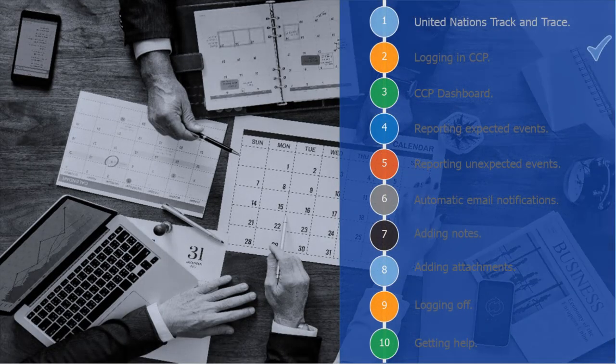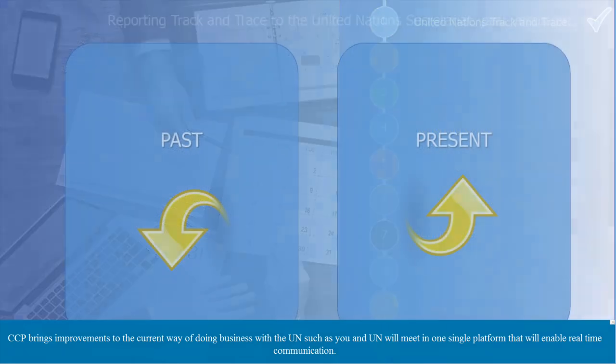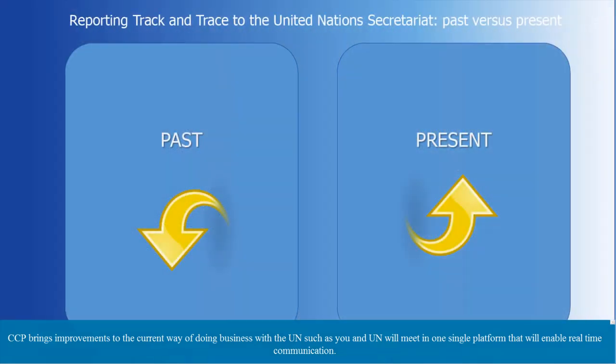Let's see the new tool for track and trace. CCP brings improvements to the current way of doing business with the UN, such as you and UN will meet in one single platform that will enable real-time communication.